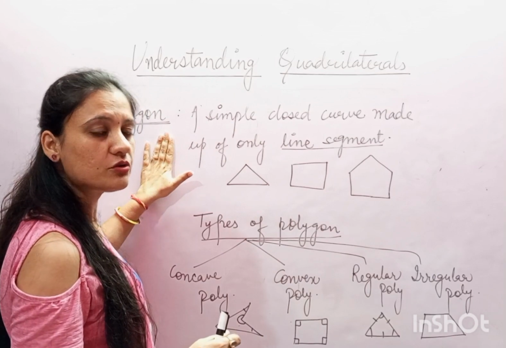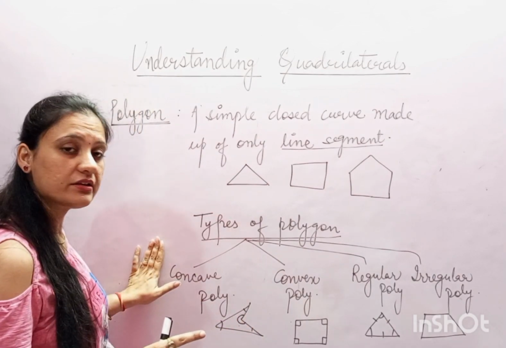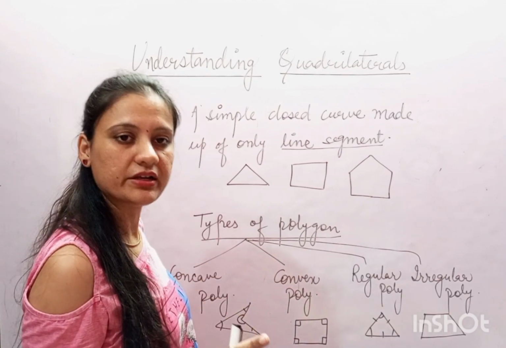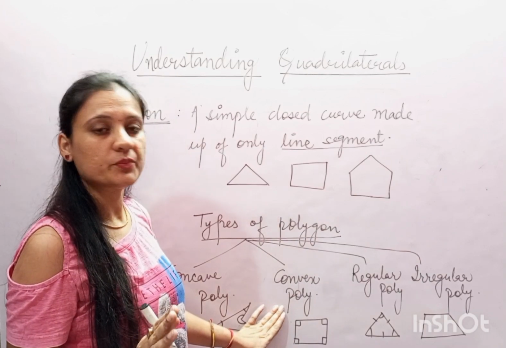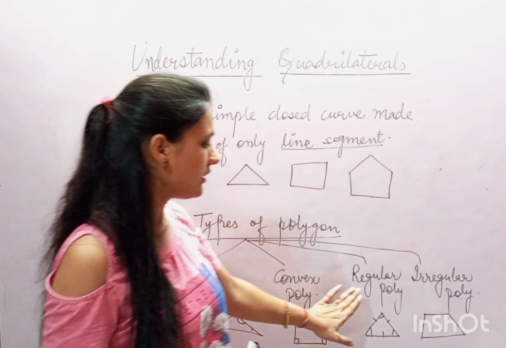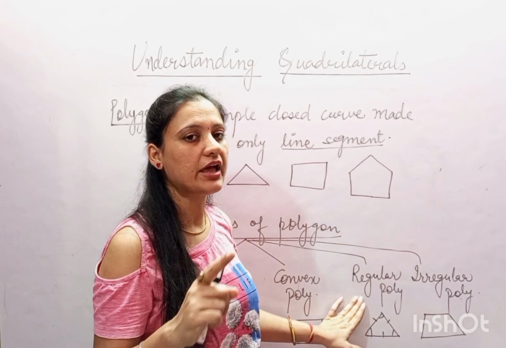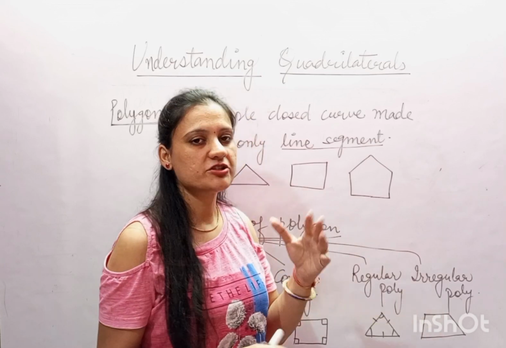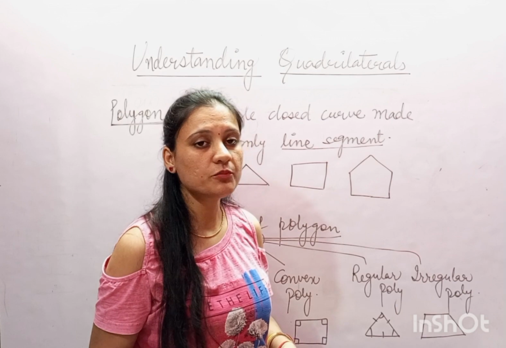Polygon is clear to you: a closed curve made up of line segments. Types of polygon: concave polygon, in which one of the angles is more than 180 degrees. Convex polygon, all angles are less than 180 degrees. Regular polygon, all sides are equal and the measure of all angles is also equal. Irregular polygon, the measures of angles are different and the measures of sides are different. So I hope it is clear.